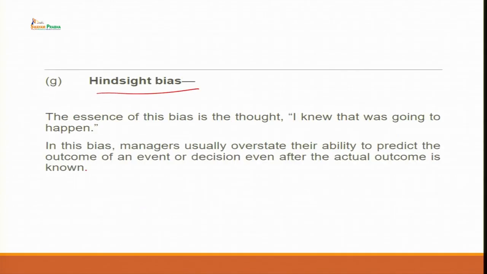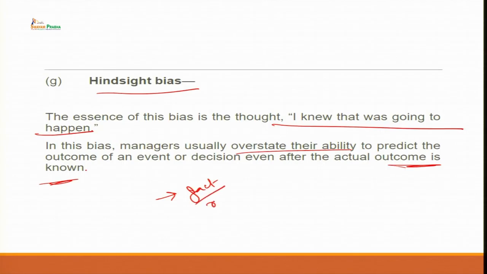Then comes hindsight bias. The essence of this bias is the thought that I knew that was going to happen. With this bias, managers usually overstate their ability to predict the outcome of an event and decision even after the actual outcome is known to them. So, they have a tendency to view future occurrences as more predictable than they really are.